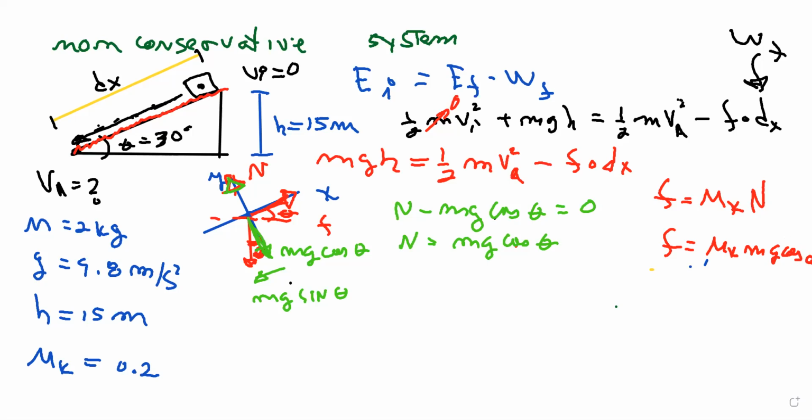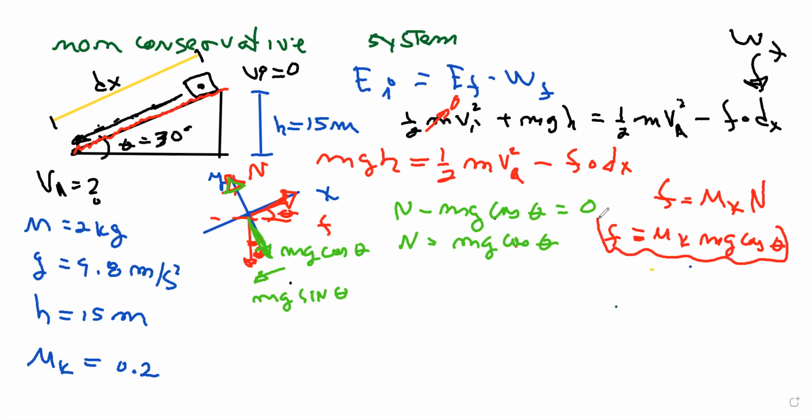Let's make it a little more explicit here. Okay, your friction is going to be equal to mu k mg cosine of theta. And there you go.